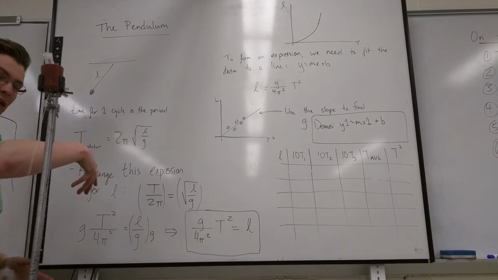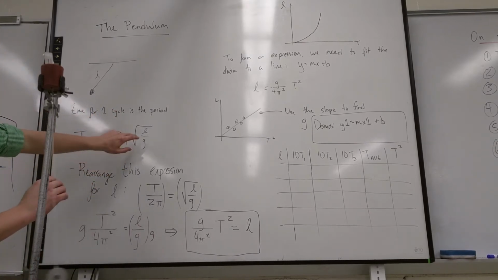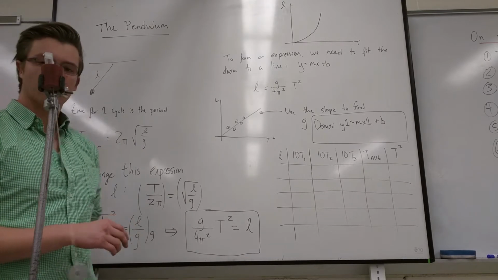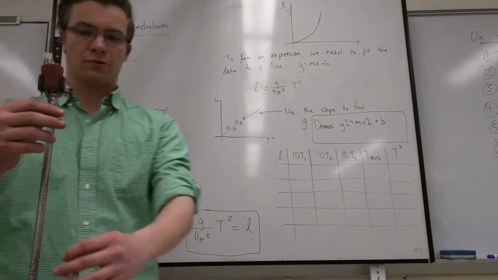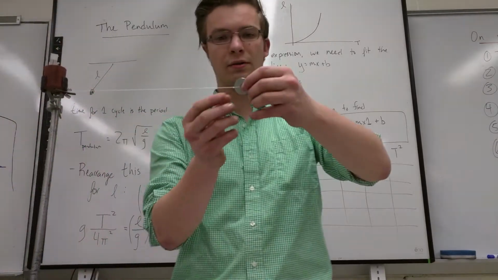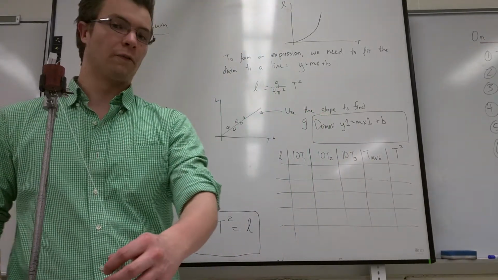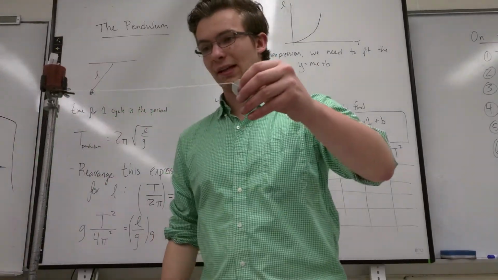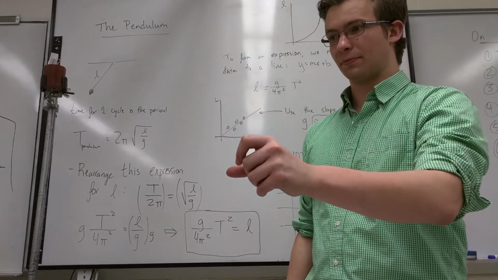In other videos, I derived for you this expression. The period is equal to 2 pi times the square root of L over g, where L is the length of the pendulum, so the measurement of the string to the end of this washer, over g.